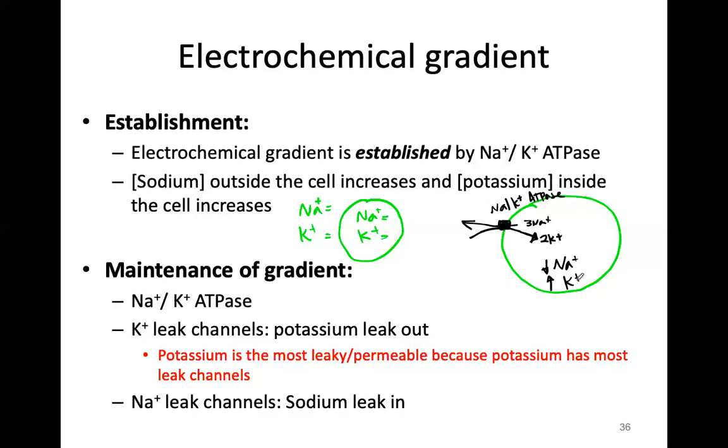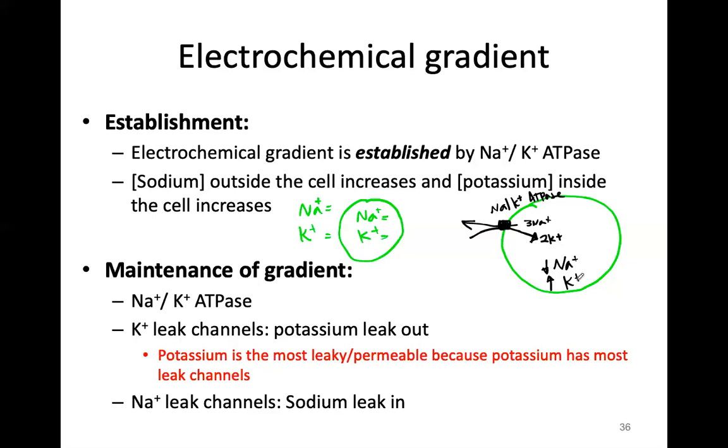Now, this is only one channel. How can I maintain this newly established electrochemical gradient? So first of all, your channel is going to continue working. It's not like, because it's already established this concentration gradient, it's going to stop working. No, this channel is always working, continuously pushing 3 sodium out and 2 potassium in. But eventually, what happens is you're going to end up with an imbalance, right? So you're going to basically push all of your sodium out of the cell and all of your potassium into the cell. So there wouldn't be any sodium inside and any potassium outside the cell.